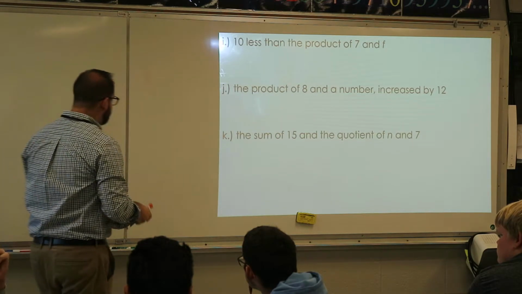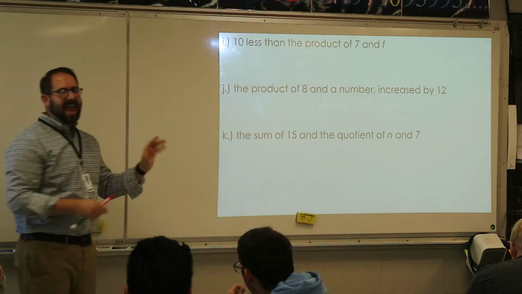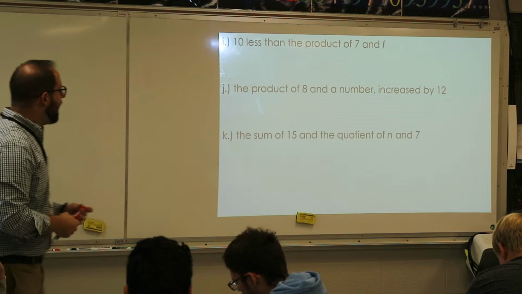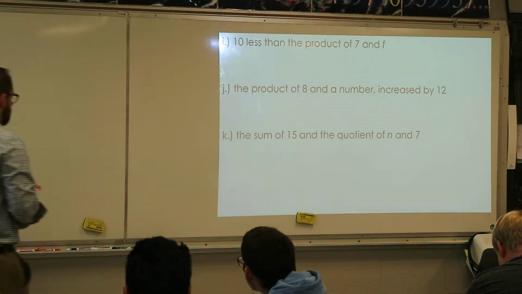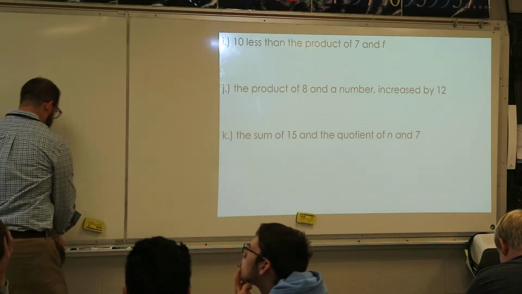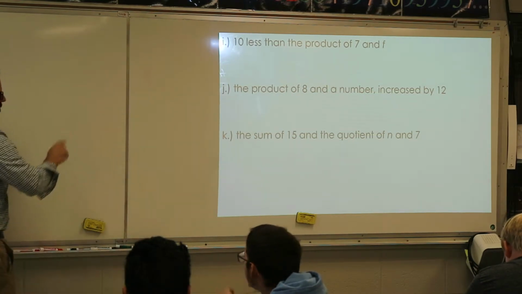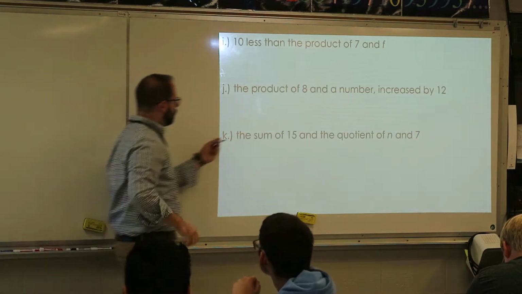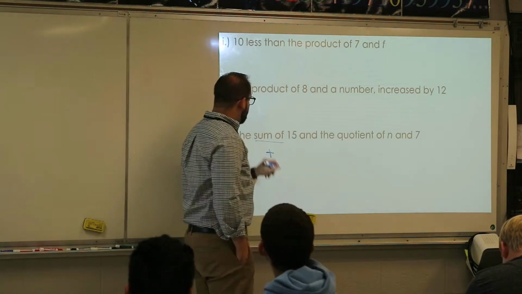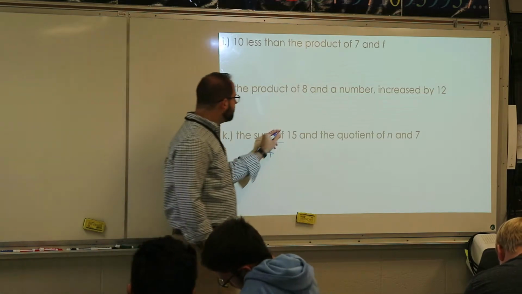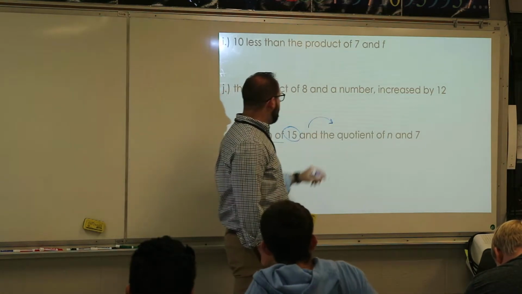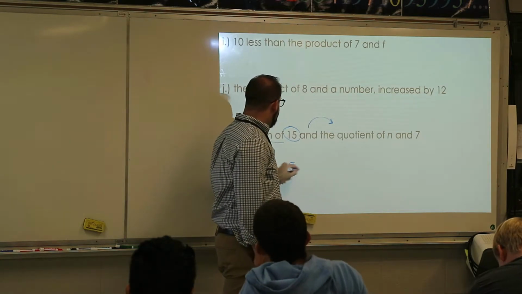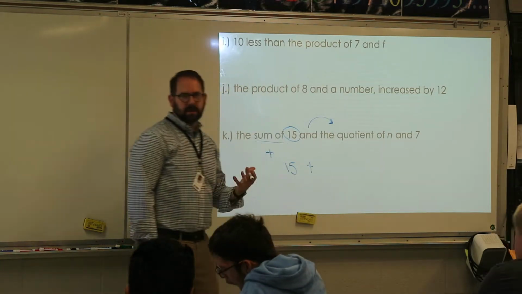The sum of 15 and the quotient of n and 7. Sum of and quotient of are both in this problem. So let's talk about the keywords here. What does the word sum of mean? Add. Now, what we're adding, because this is the hard part, is the part that comes after the word of, and the part that comes after the word and. So it's 15 and something else. Does that make sense?